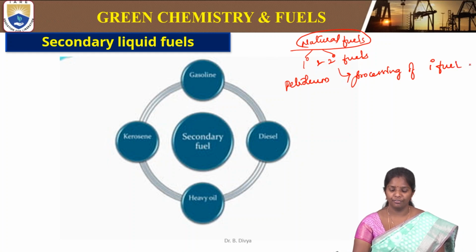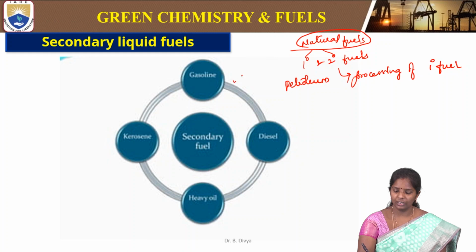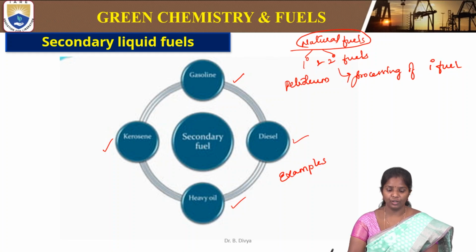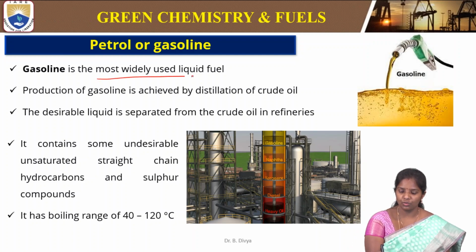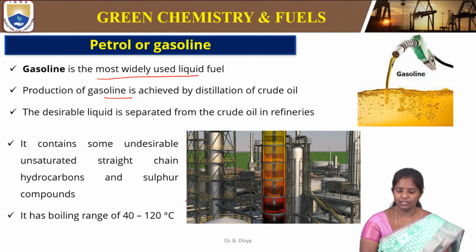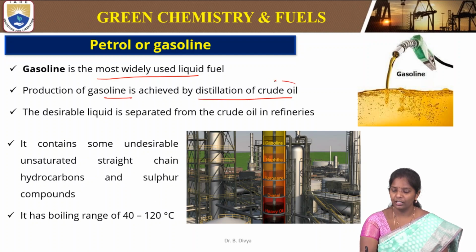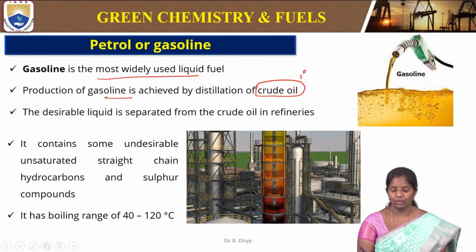So secondary fuels include gasoline, diesel, heavy oil and kerosene. These are the examples of secondary fuels. So if we see the secondary fuels, petrol or gasoline is the most widely used liquid fuel, and production of gasoline is achieved by distillation of crude oil. So this is the primary fuel. On distillation we obtain gasoline, which is the secondary fuel.